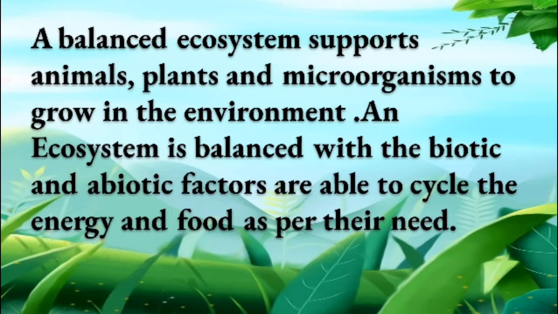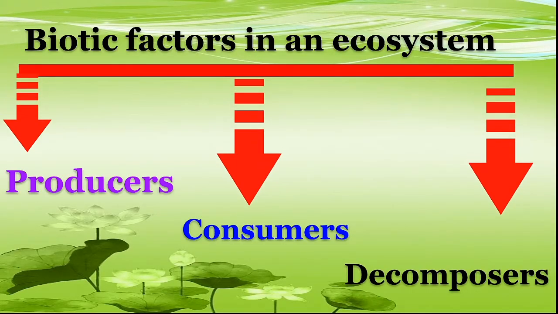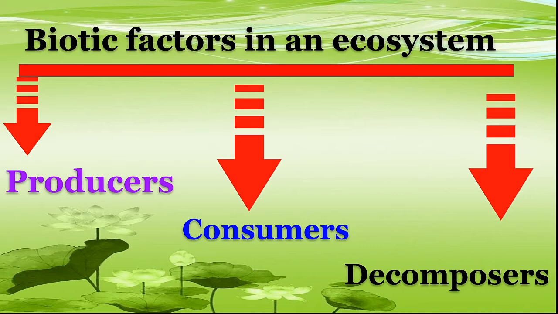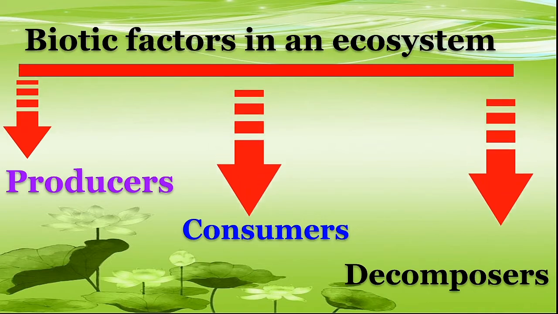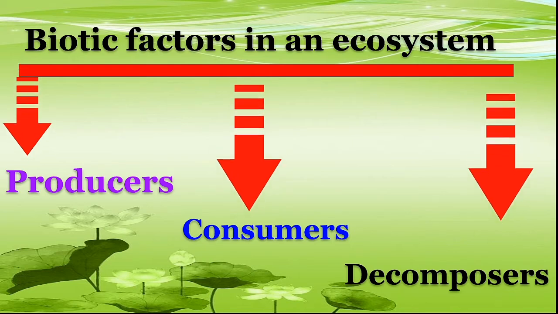See, a balanced ecosystem supports animals, plants and microorganisms to grow in the environment. An ecosystem is balanced when the biotic and abiotic factors are able to cycle the energy and food as per their need. Children, biotic factors in an ecosystem are divided into three types: producers, consumers and decomposers.